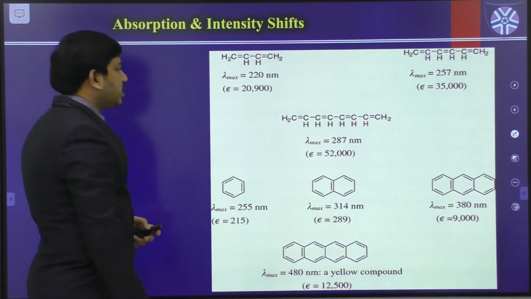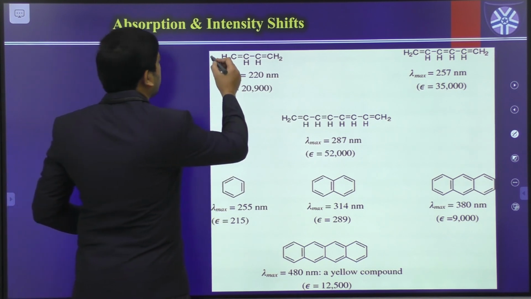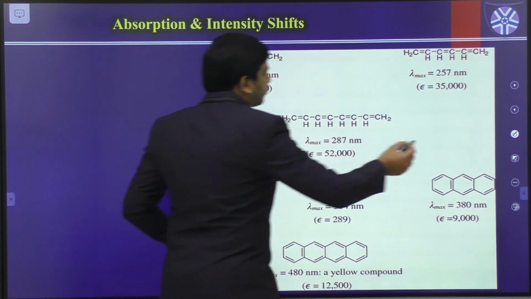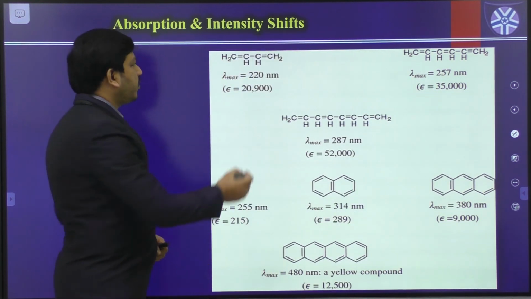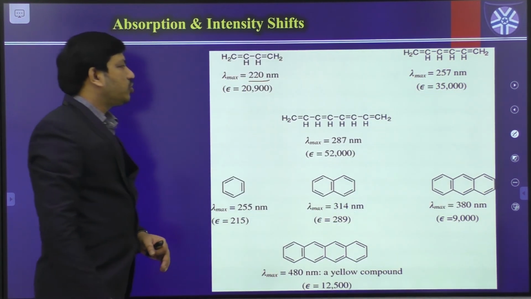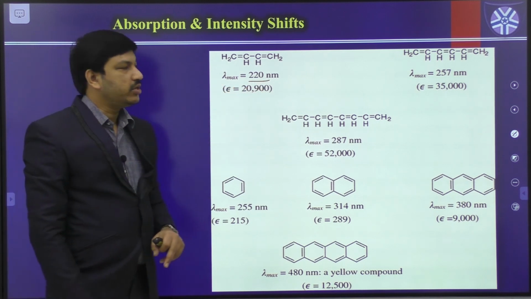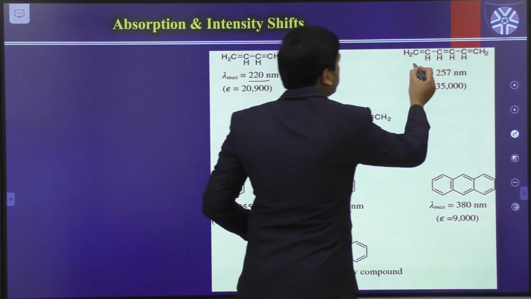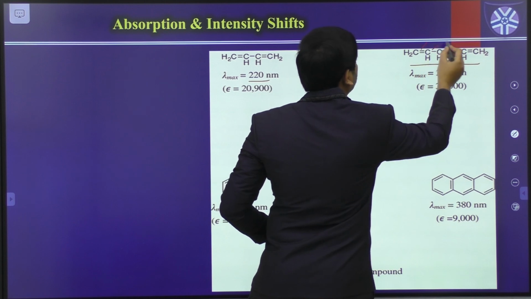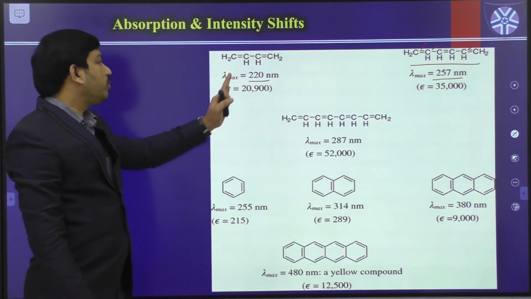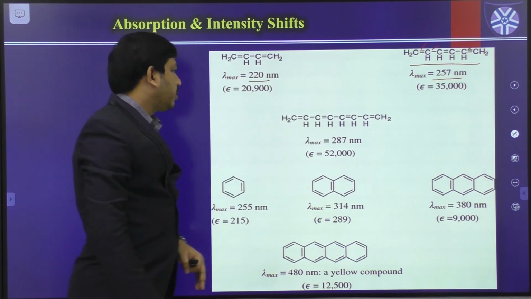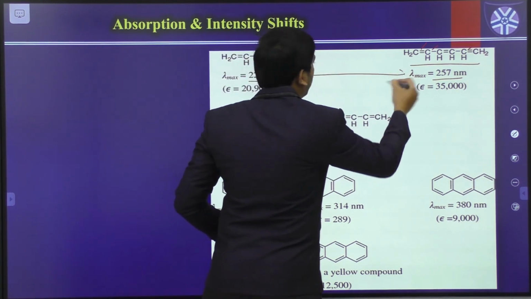Okay, and here are some more examples. So this is the 1,3-butadiene molecule. In this case you can see it is showing an absorption peak around 220 nanometers. But once the conjugation increases, here 3 double bonds are there, 1, 2, 3. The value shifted to 257 nanometers, from 220 to 257. So this is also one kind of bathochromic shift.